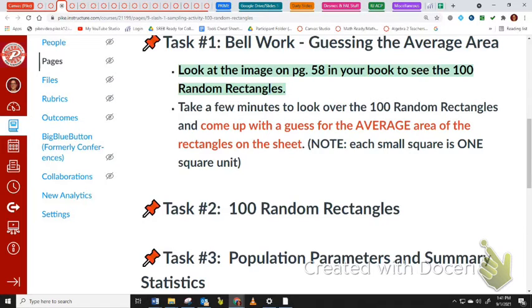First of all, how would you find the average area? If we were going to do this by hand, how do you find the average of something? Add them all up and divide by however many there are. So you'd have to count every single tiny little square on here, and then we divide by what? 100, because there's 100 rectangles on the page. We're not doing that, by the way. But that's how we would do it if we were going to do this by hand.